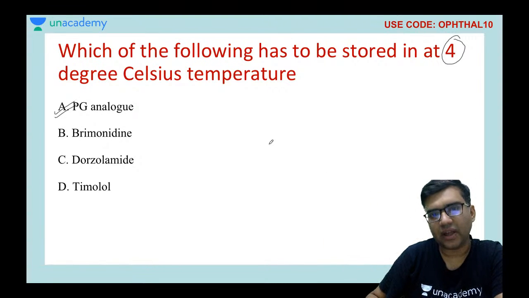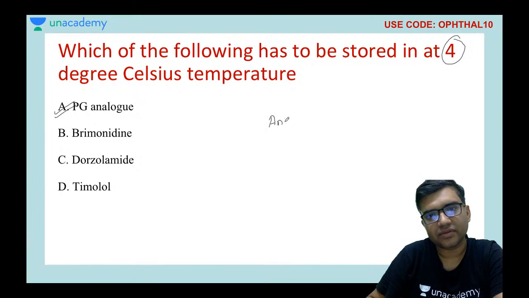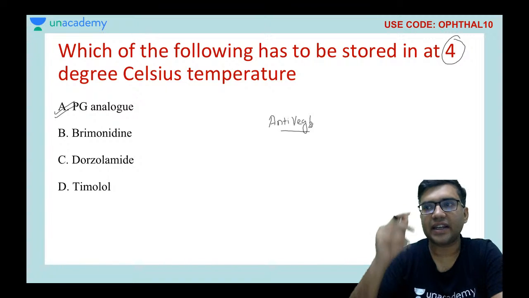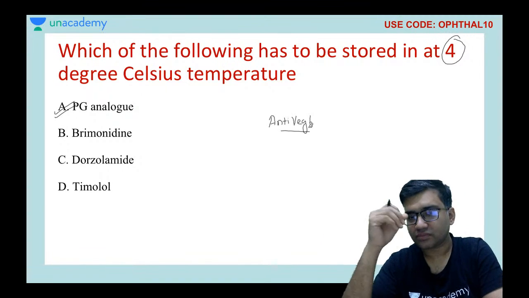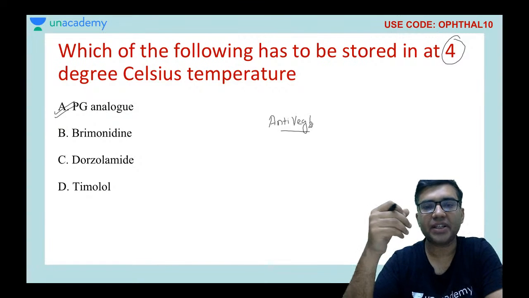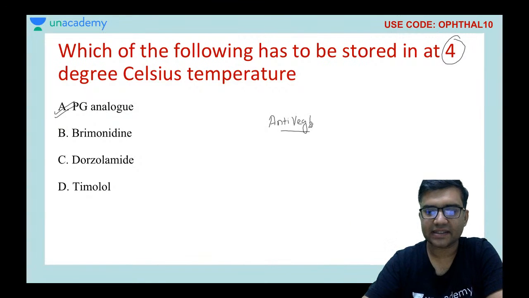Also remember, if you have anti-VEGFs, these anti-VEGF injections like ranibizumab, bevacizumab, they also have to be stored in a fridge at a temperature which is less than 4 degrees Celsius.